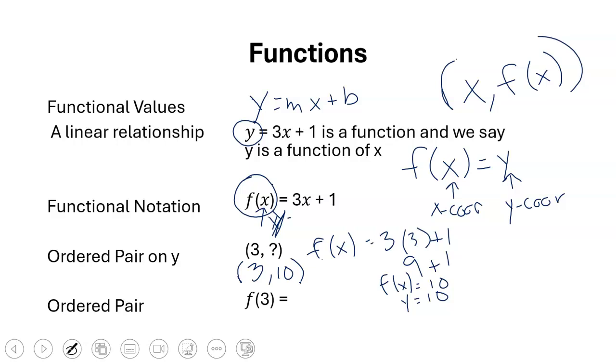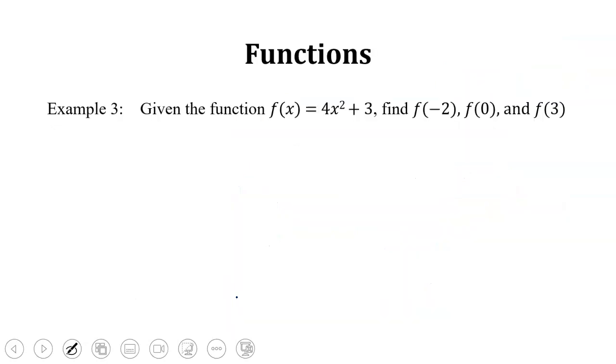Now, when looking at our function, it means the same thing. So if we go to write this, f of 3, when x is 3, our y is 10. So this means the same thing as that. That is how you write an ordered pair as a function. So let's keep doing some more examples.